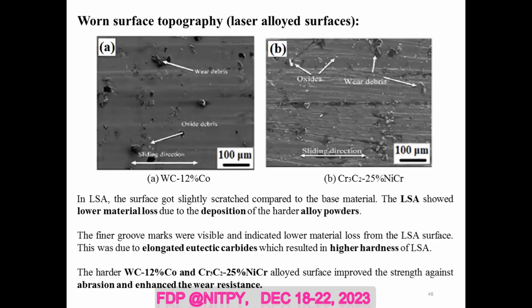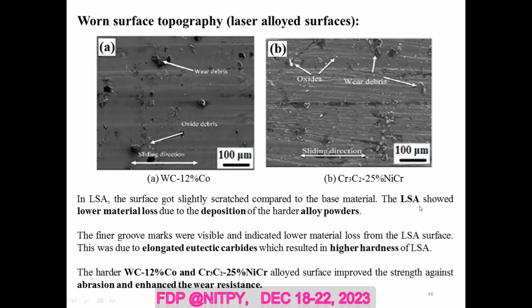At the same time, when you come to the laser alloyed specimens, you can see image A shows very few scratches. It is only slightly scratched when compared with the base materials. Image A is the tungsten carbide with 12% cobalt alloyed specimen. The B images indicate the chromium carbide and 25% nickel chromium alloyed specimens. You can see in both images, the surface got slightly scratched when compared to the base materials.